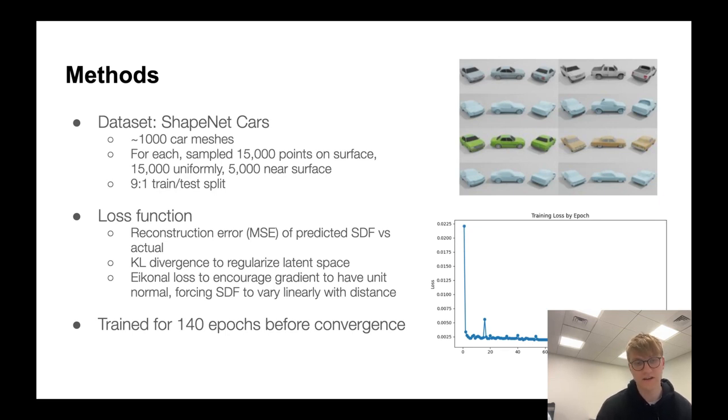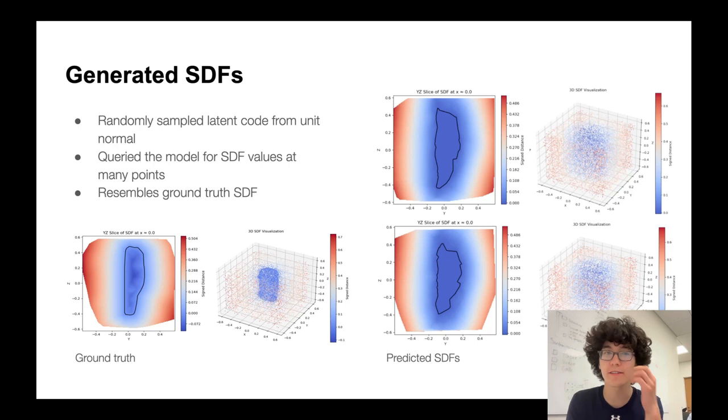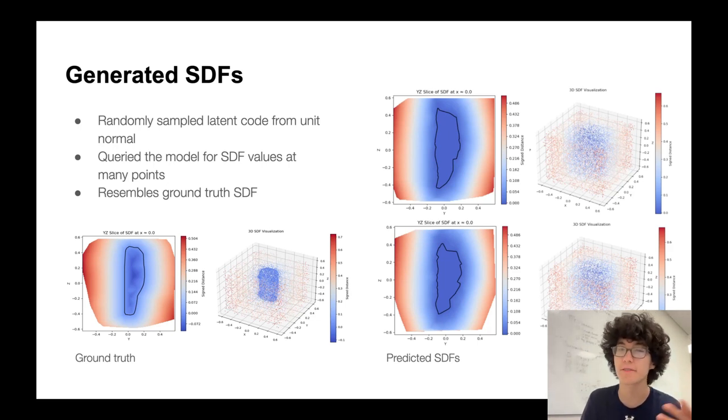They need to satisfy the eikonal property. And we trained for 140 epochs. So a major goal of our project was obviously to be able to use this latent space representation to generate new cars, in our case, or new shapes. And so to test that with our model, we randomly sampled the latent code from a unit normal Gaussian distribution, and then we queried the model for a bunch of different SDF values using this latent code.